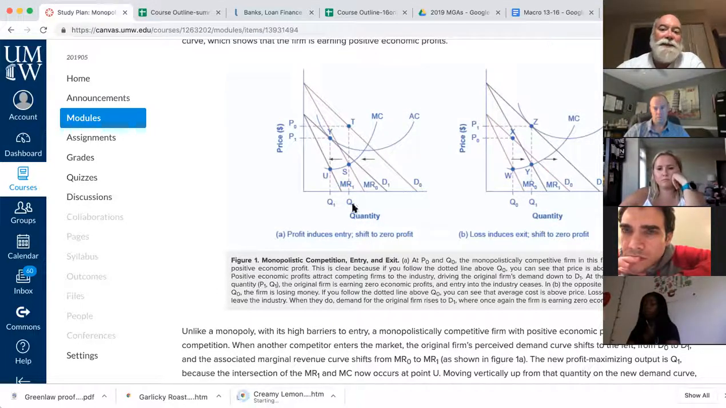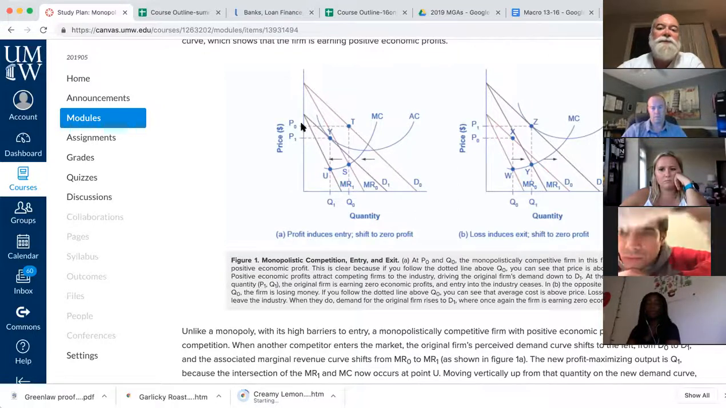So at D0, the first step again is to figure out what quantity of output should we produce. So you find the marginal revenue curve and where it intersects the marginal cost curve, and that's at that point S right there. The quantity is Q0, you go up to the demand curve, you read the price P0 off of there. Now the question is this firm making money or losing money?